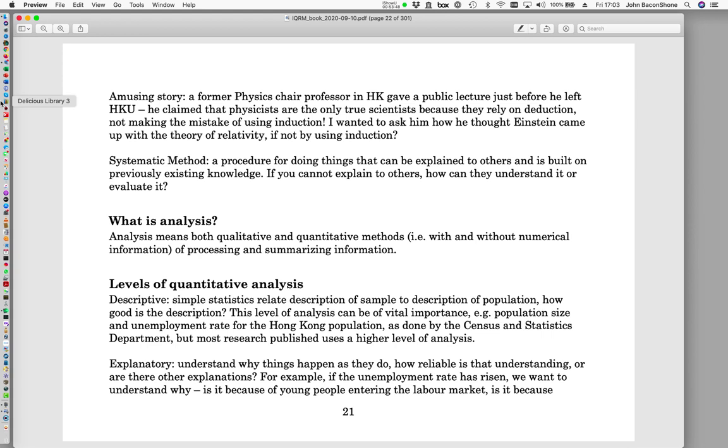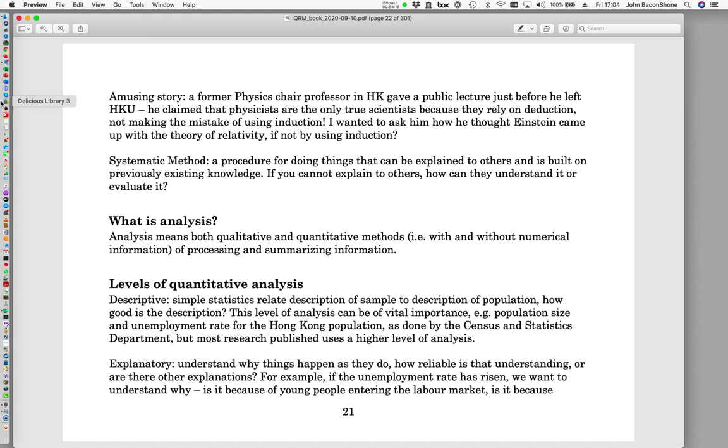So we had a gentleman who was the chair professor of physics. He'd been in Hong Kong U, I think, 5 to 10 years, and he'd somehow managed to avoid giving his public lecture. So he waited till 1 week before he left Hong Kong U to give his public lecture. So I suspect he was giving this lecture under protest. In other words, he really didn't want to give it. So I don't think he took it too seriously.